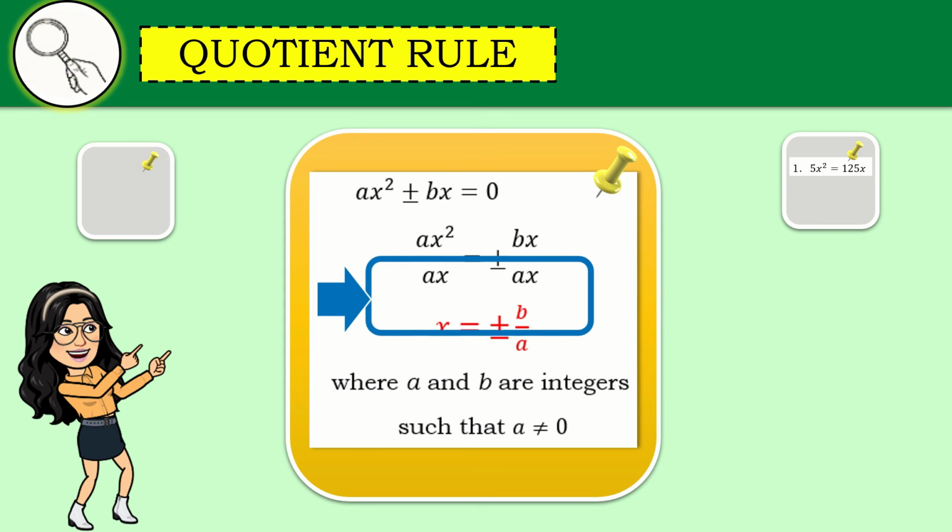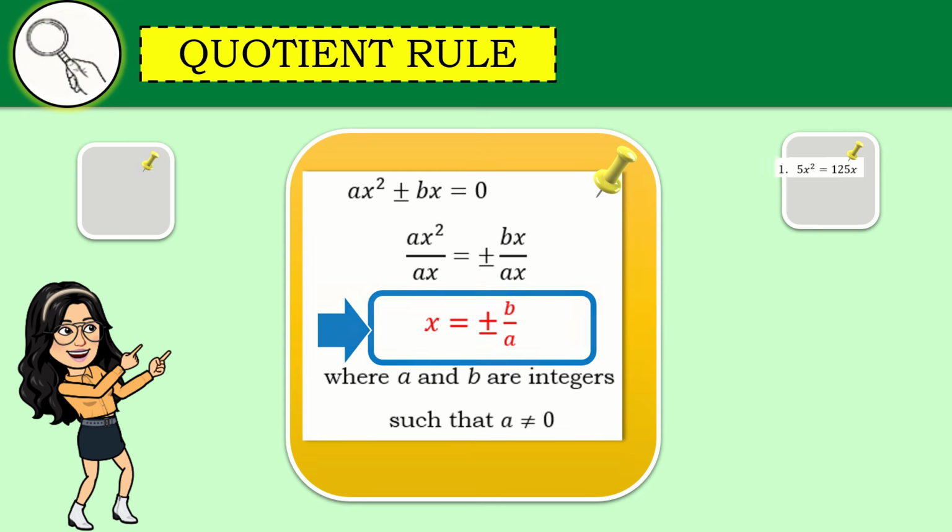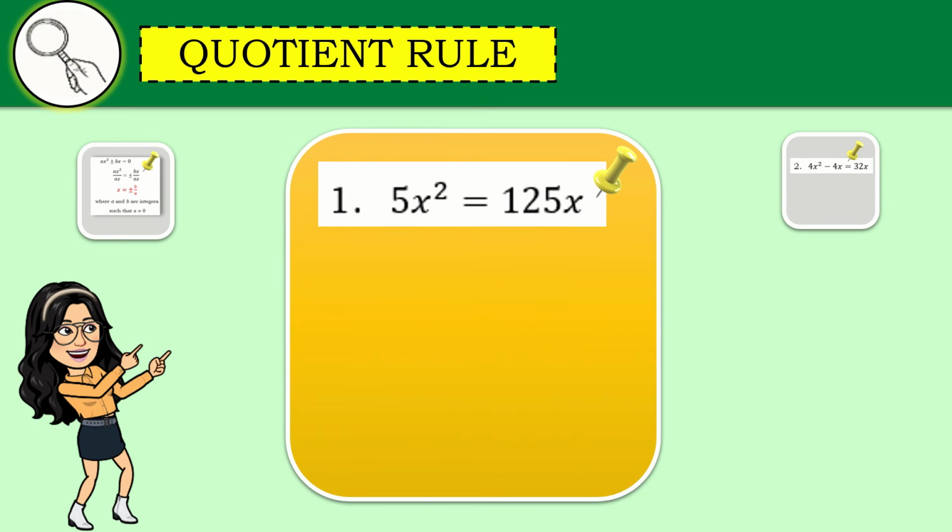Example number 1. Let's try to see the first example under the quotient rule. You are given 5x squared is equal to 125x. So let's see if we have the following. This one is our quadratic term, and on the right side of our equation will be our linear term. Right? Good. So how do we solve for the roots of this quadratic equation?